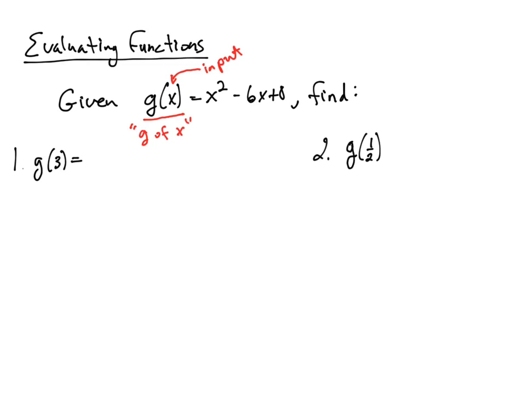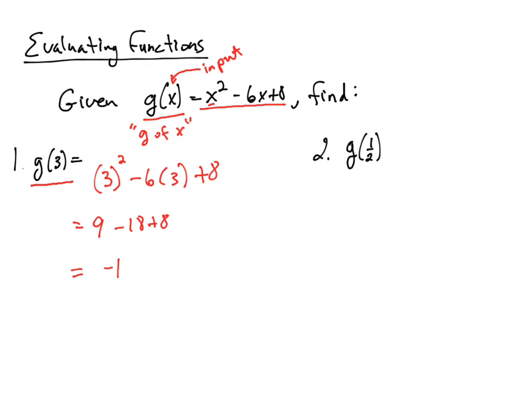Now in this first example, what we want to do is take the function g and we want to input 3. So what we're going to do is wherever we see an x in the original function, we're going to input 3. So in place of x, we'll put 3, so 3 squared minus 6 times 3 plus 8, and then we just want to simplify down. And doing so, we end up with -1.